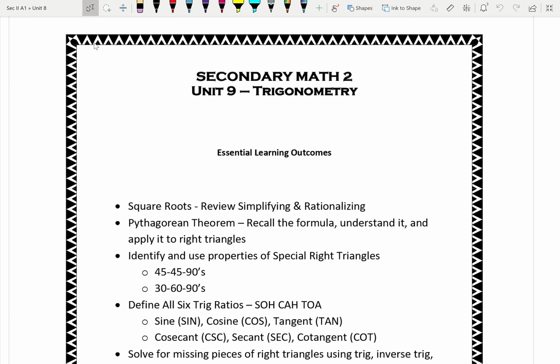This is the beginning of our new unit, which is trigonometry. So you want to print these out. If you don't have a printer, that's totally fine. Just do the best you can on lined paper. On this page here, we've outlined a couple of the things that we're going to be touching on.